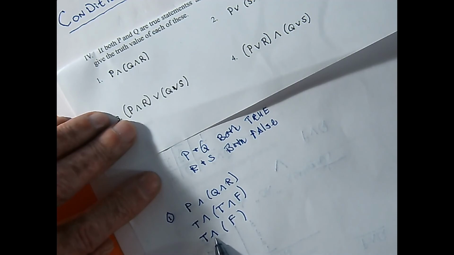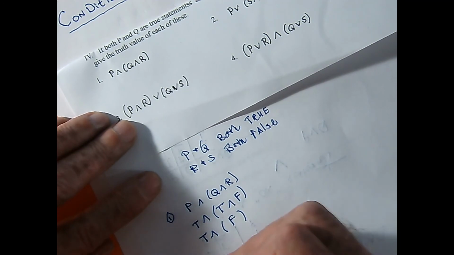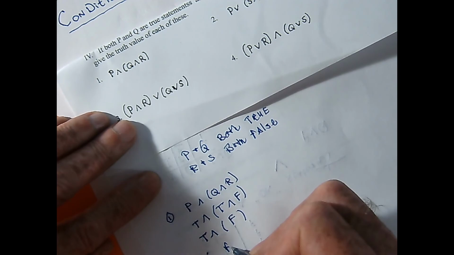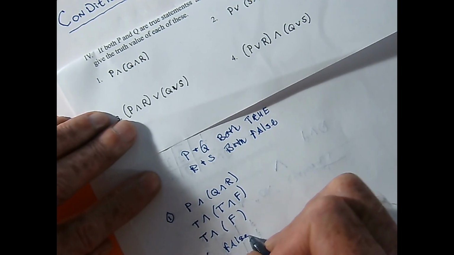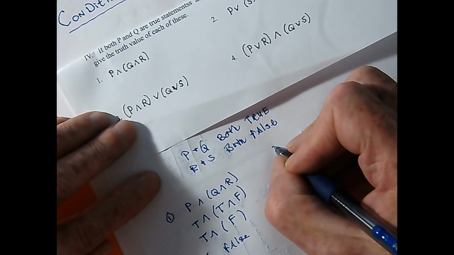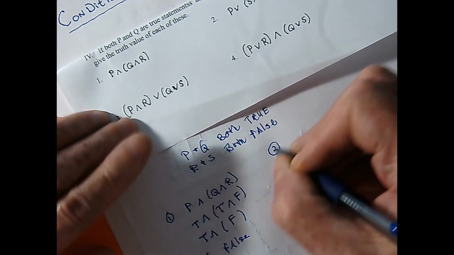And here I have another conjunction. And part of it is true and part of it is false. And since a conjunction is only true when both parts are true, I got to say, therefore, false. Because a conjunction is only true when both parts are true. I'm going to do the second one now. And here's how I want you to do these kinds of things.